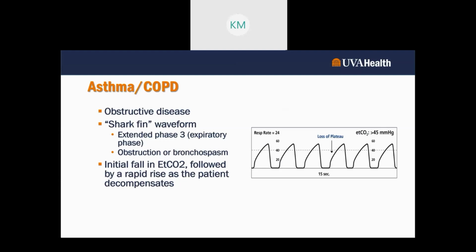My patient has a prolonged expiratory phase, and you can see that in your asthma patients. If you've never seen it before, check it out. Watch them. Their expiratory phase is really long, because they're breathing through that obstruction or bronchospasm. This causes a delay in our alveolar emptying, which is why we have this weird waveform. Keep in mind, you may see an initial fall in end-tidal CO2 followed by a rapid rise as your patient begins to decompensate.